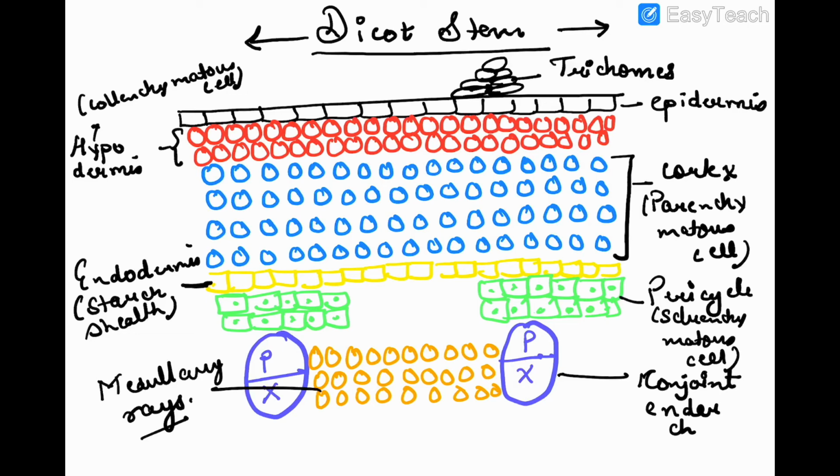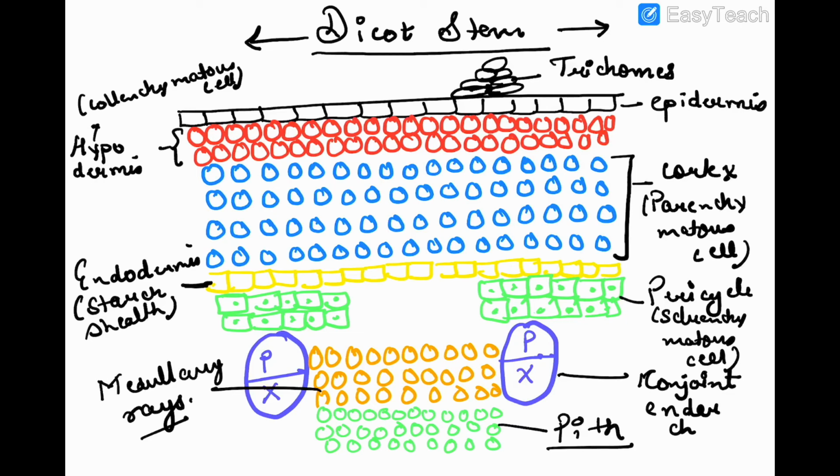After that comes the last layer, which is known as pith, which is formed from parenchymatous cells, which I am drawing in green color. The green parenchymatous cells which I am drawing are of the pith. So this is the pith. So this is the anatomy of dicot stem.